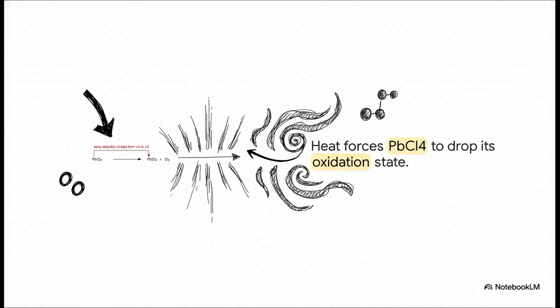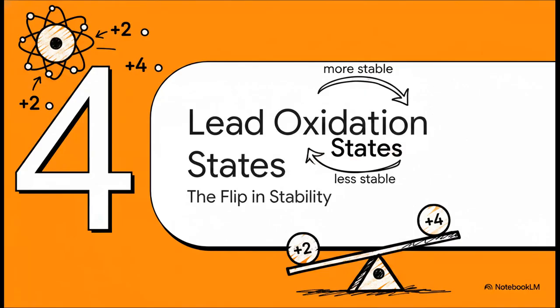And here is the visual proof. Seeing lead-4 chloride break down into lead-2 chloride and chlorine gas gives you exactly the equation you need to memorize. The heat actually forces it to drop its oxidation state. Which brings us to section 4, lead and oxidation states, the flip instability.